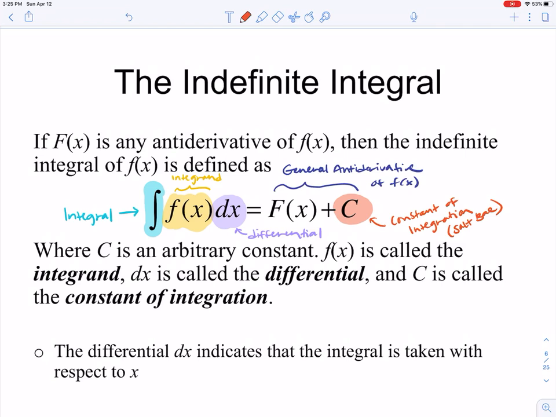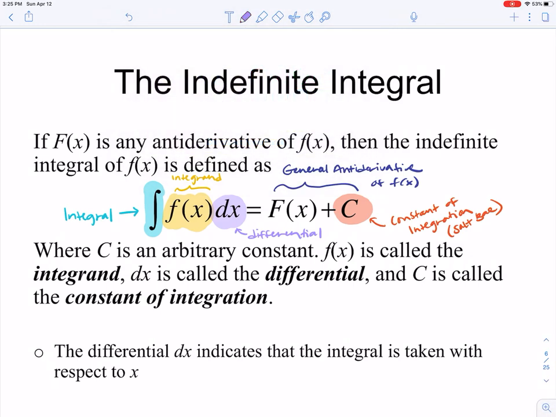Capital F of x is any antiderivative. That c is just an arbitrary constant. So that plus c allows us to represent just the general antiderivative of lowercase f of x. Because remember, by picking different values for c, you can find specific antiderivatives of the function lowercase f of x. But if we just put plus c to represent any constant, any real number, then capital F of x plus c would represent the general antiderivative.